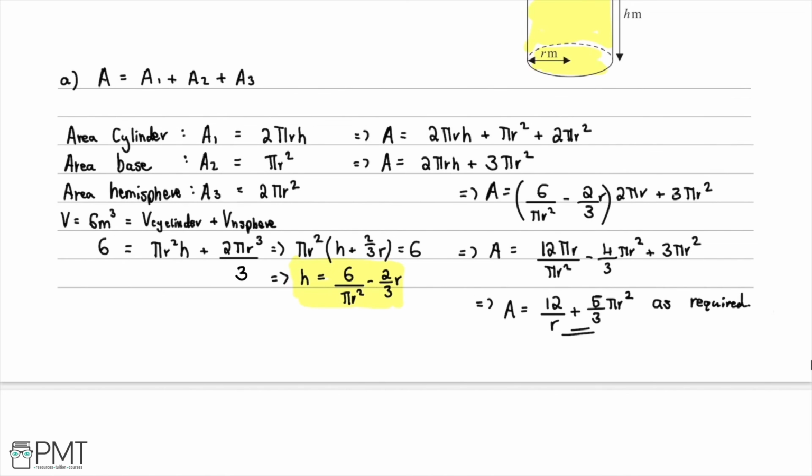This question was worth 4 marks, and we receive our first mark for writing out the area as a sum of all the surface areas. So we receive our first mark at that point. We then receive our second mark for expressing our volume being equal to the volume of the cylinder and the volume of the hemisphere, and equating that equal to 6. So we receive our second mark here. We then receive our third mark for getting the correct expression for h, and then we receive our fourth mark for substituting that into our equation here and concluding with the correct answer as we have here.